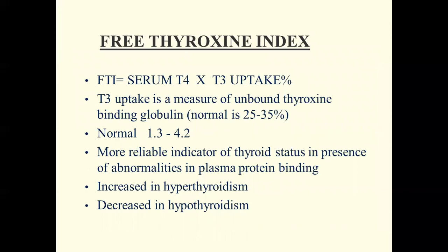Now, free thyroxine index is again considered a more reliable indicator of thyroid status. Usually you can have plasma protein binding abnormalities, which are not considered while measuring serum T3 and serum T4. So this takes that into account. The free thyroxine index is a product of serum T4 and the T3 uptake percentage, and T3 uptake basically measures the unbound thyroxine binding globulin.